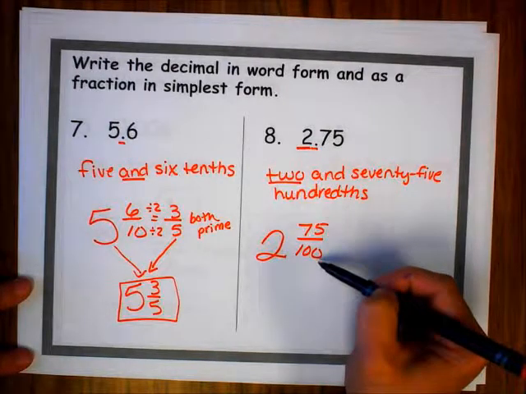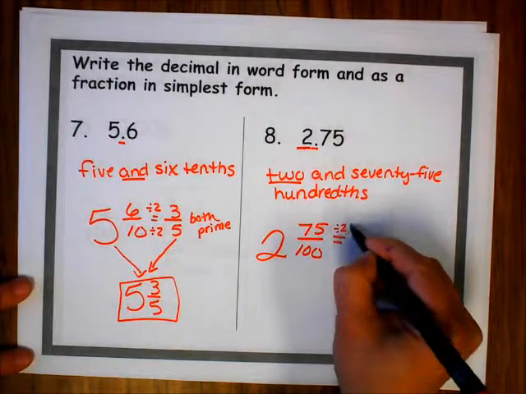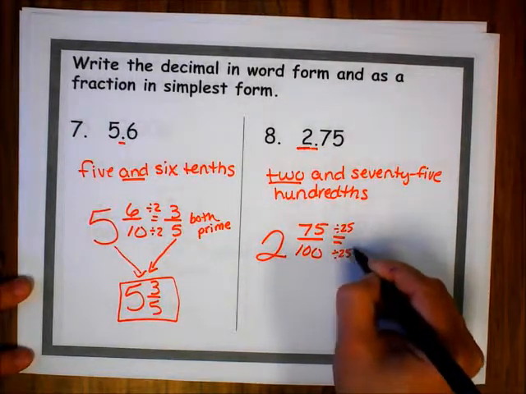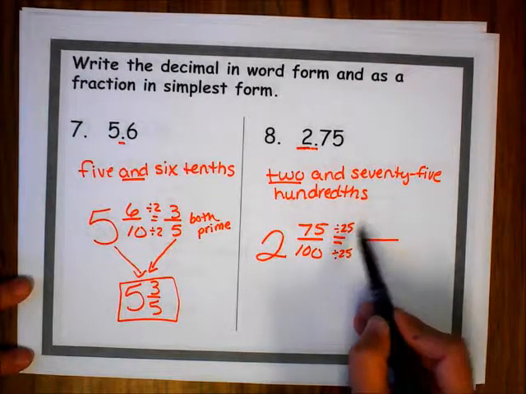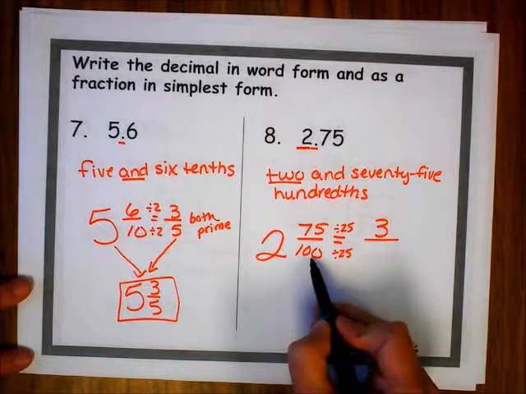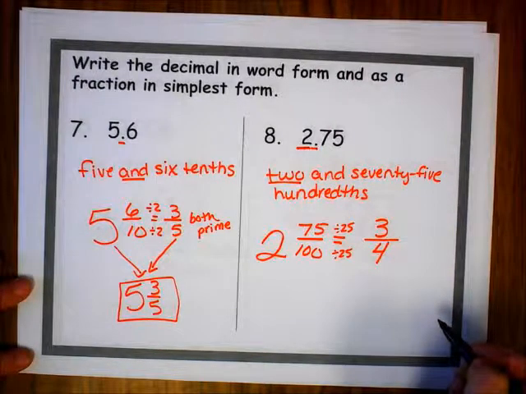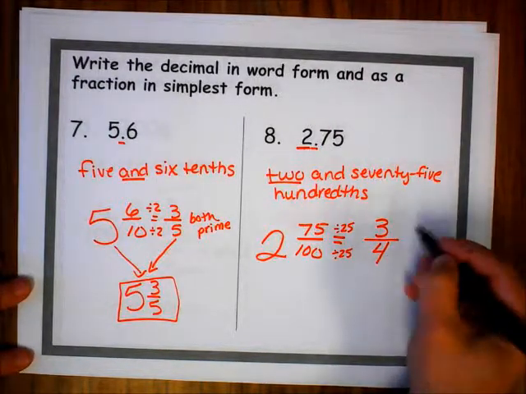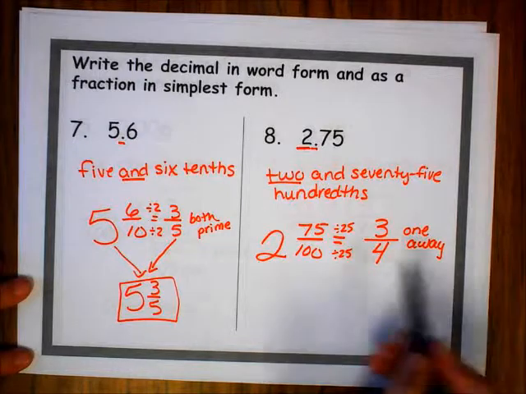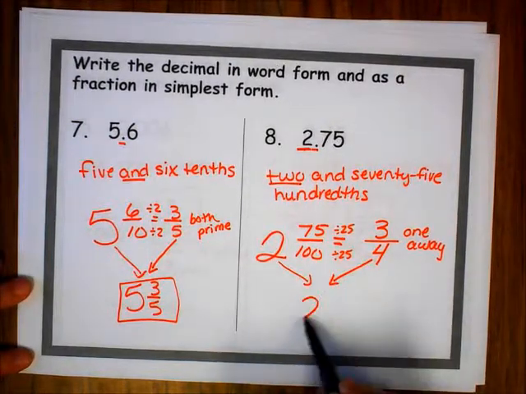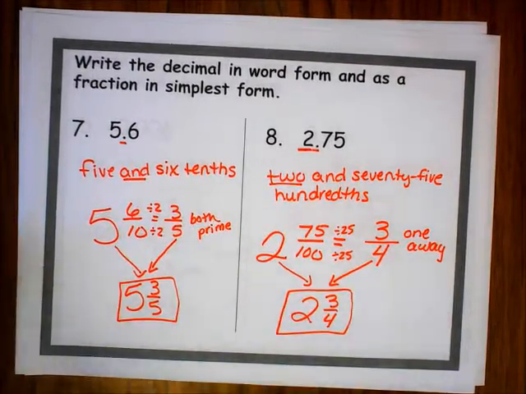Now again, I'm seeing a 75 and 100, so I immediately think of quarters. So that means I can divide numerator by 25 and denominator by 25. So 75 divided by 25, that means I have 3/4. 100 divided by 25, that means I have 4/4. And now I notice that 3/4 is in simplest form because numerator and denominator are 1 away. Don't forget to bring your whole number and your simplified fraction together to get 2 and 3/4.